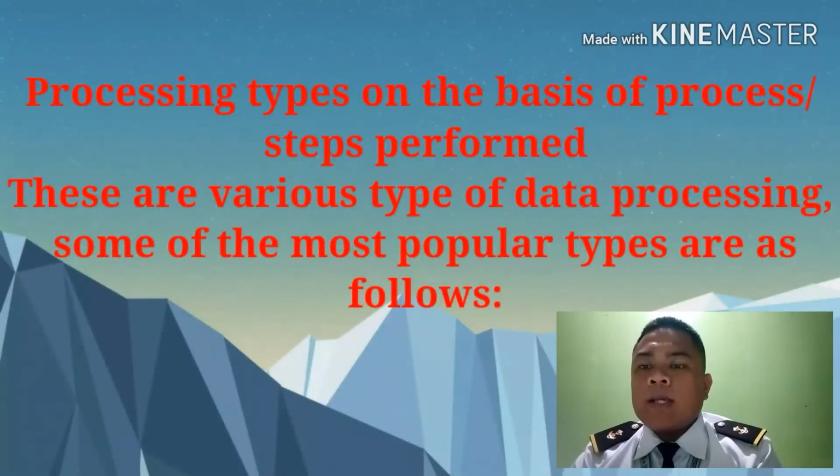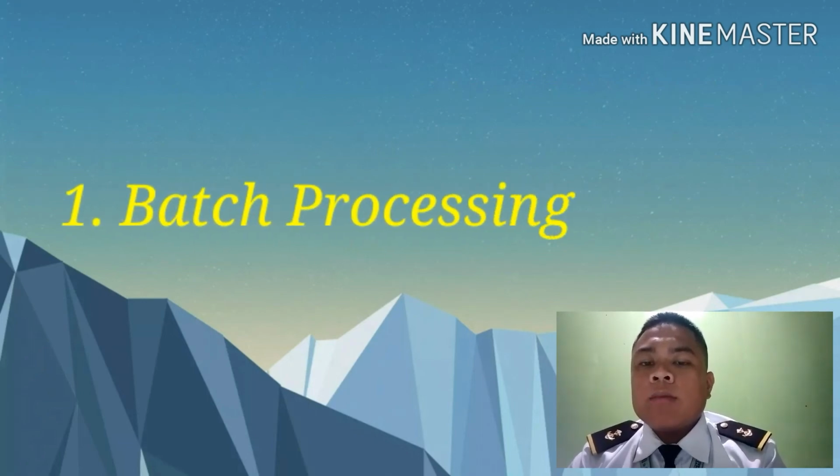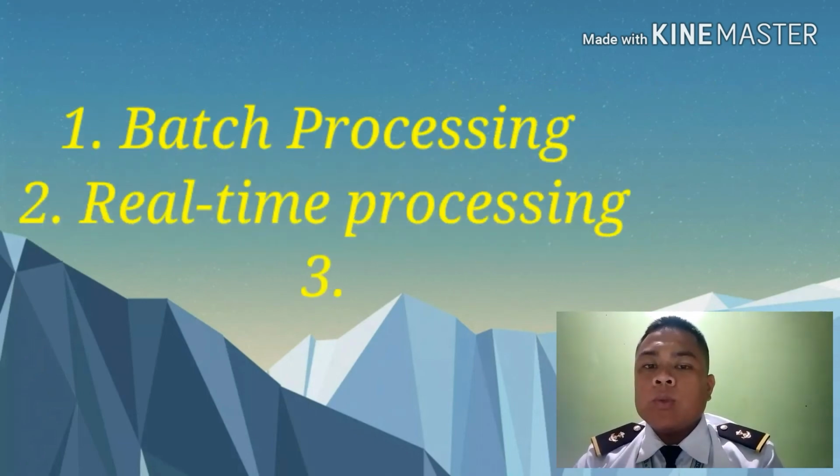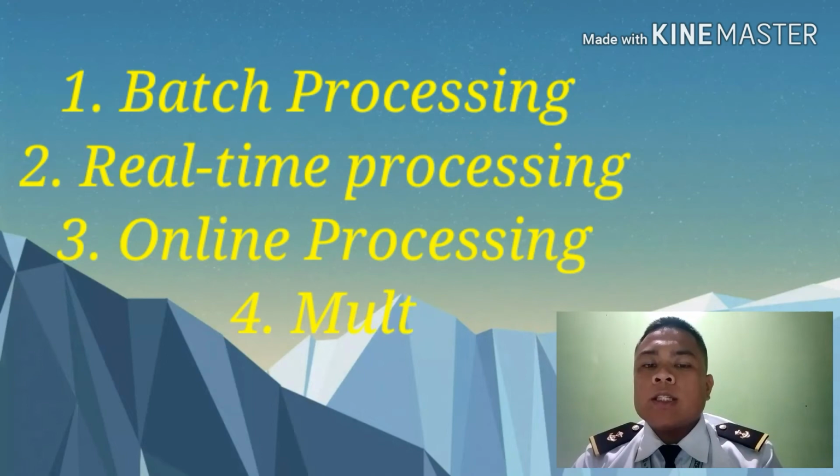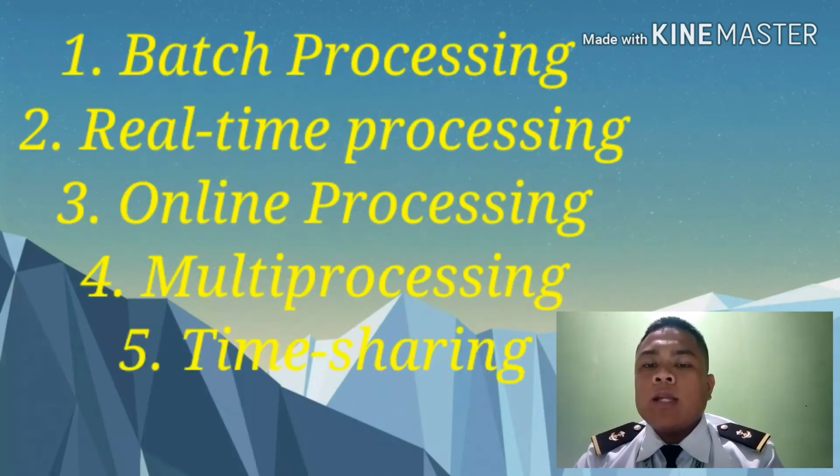Processing types on the basis of process or steps performed. There are various types of data processing. Some of the most popular types are as follows. Number 1 is batch processing. Number 2, real-time processing. Number 3, online processing. Number 4, multiprocessing. And number 5, time sharing.